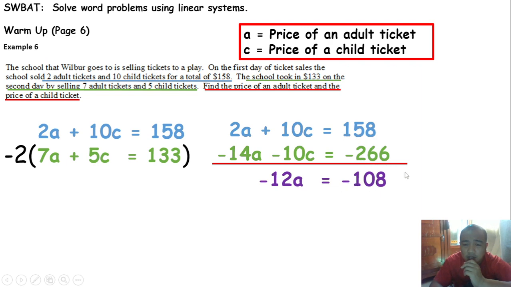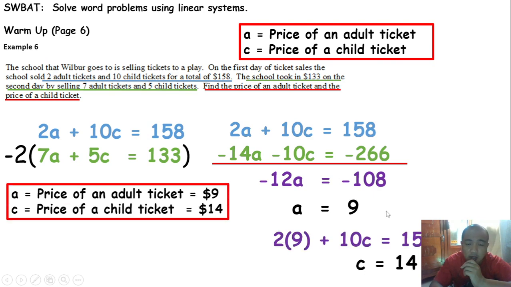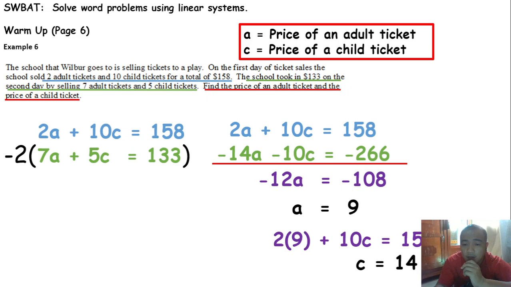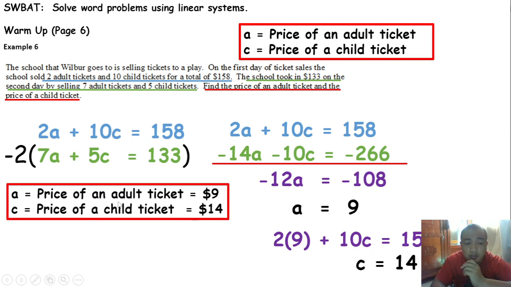158 plus negative 266 is negative 108. Divide both sides by negative 12. A is equal to 9. Now solving for C, substitute the value of A in equation 1. 2 times 9 plus 10C equals 158. 158 minus 18 is 140, divided by 10, 14. So the price of an adult ticket is $9 and the price of a child ticket is $14. This is a warm-up.